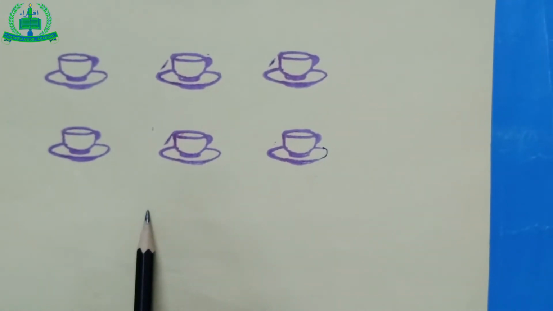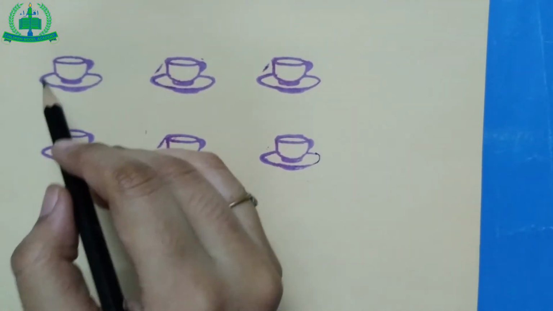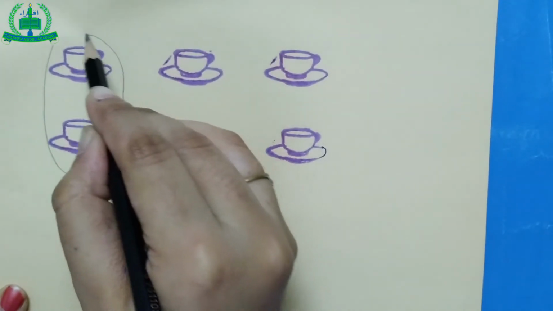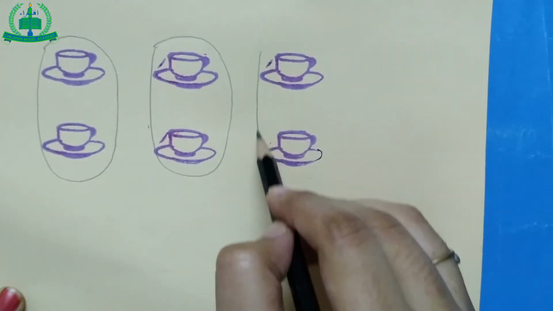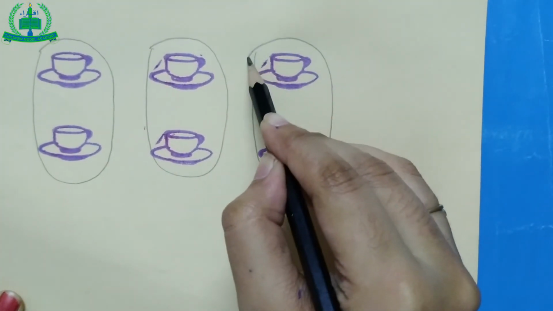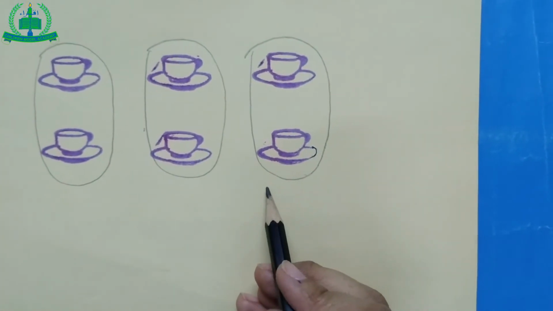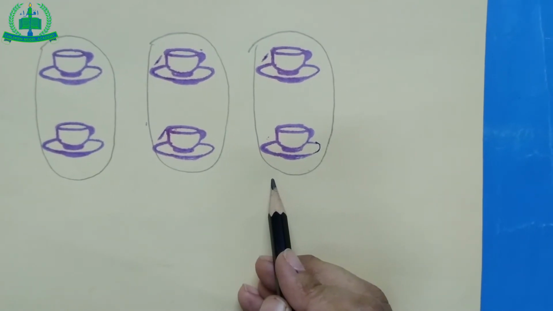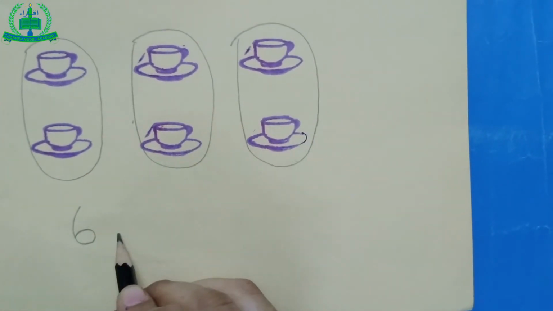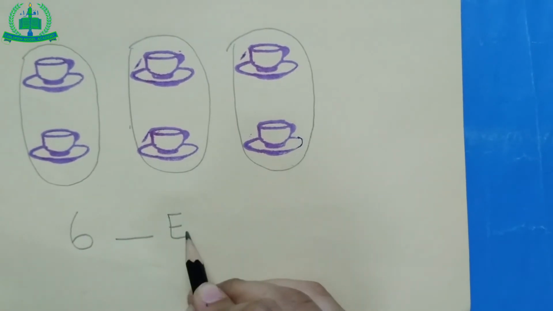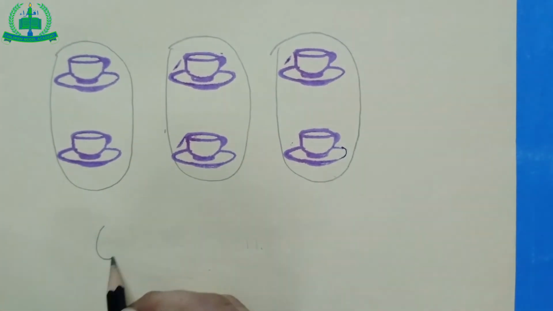Now over here I have 6 cups. So let me try and put these into groups of 2. These two in the first group, these two in the second group, and these two in the third group. So these are 6 cups and I was able to put them into groups of 2. So what is such a number called? Such a number is called an even number. 6 is an even number.